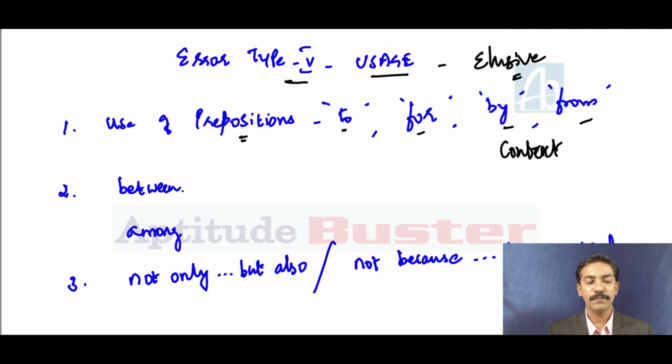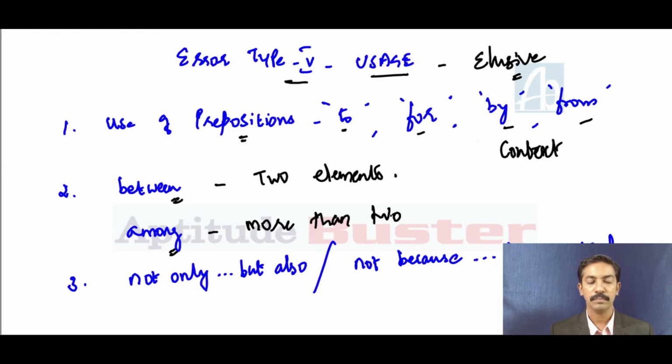Second one, the difference between the use of between and among. Whenever you use the word between, it's always between two persons or two elements, and among is always for more than two. It could be of anything, be it comparison or anything else.